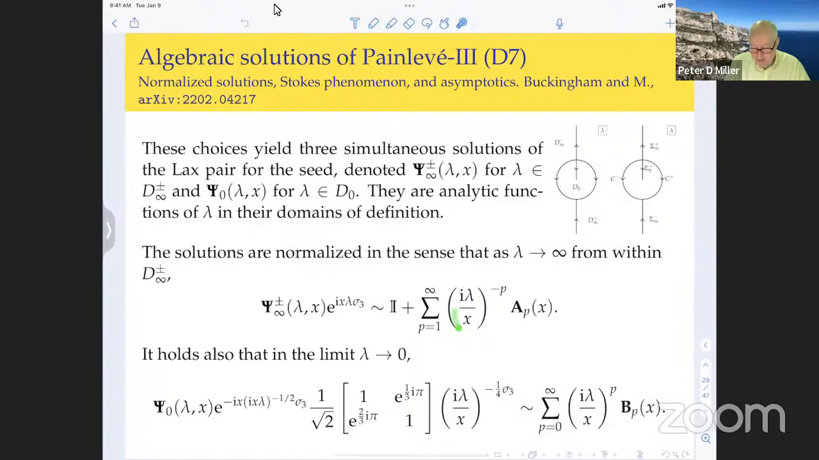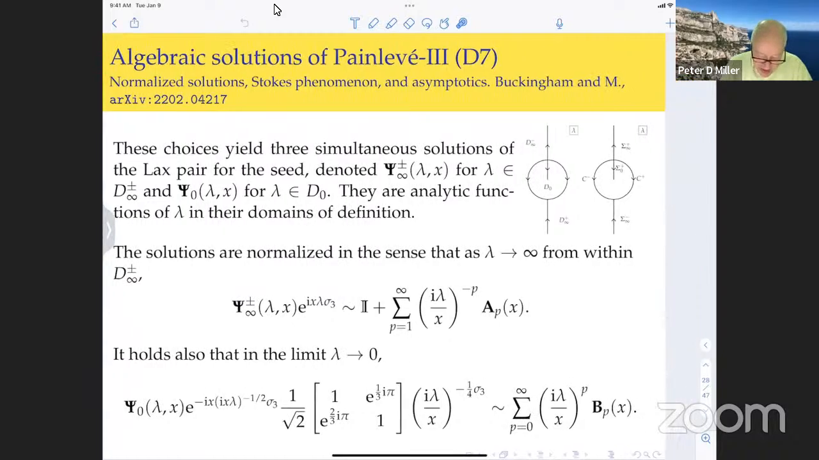So I lambda over x to the minus p. So it starts off like the identity, and then we have this infinite asymptotic power series expansion. And then as lambda goes to 0, if we take the solution that's inside here, we again peel off an exponential factor, multiply by a constant eigenvector matrix, and then there's a fractional power of the same I lambda over x. That thing has an asymptotic expansion in now positive ascending powers of I lambda over x with coefficients bp of x. Okay, so that's just straight from the Airy functions.